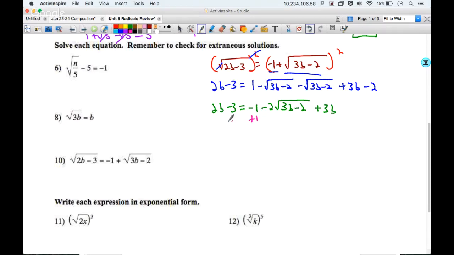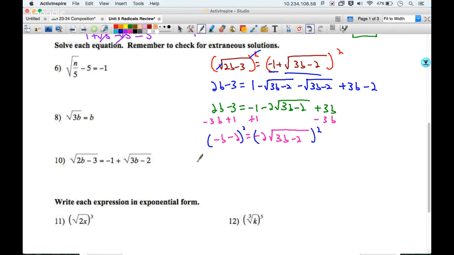So let's add 1 to both sides. Let's also subtract 3b from both sides. Negative b minus 2 equals negative 2 square root 3b minus 2. Don't want to square it with this coefficient here. I mean, it's not the end of the world if you do. Let's actually do that. I'm going to square both sides now so I don't have to deal with fractions.